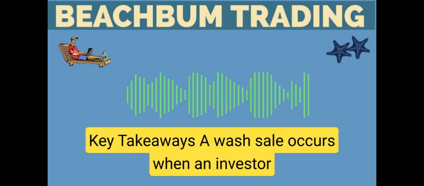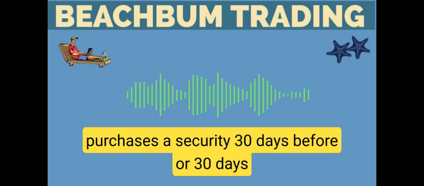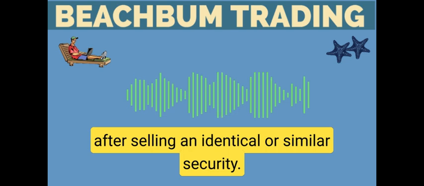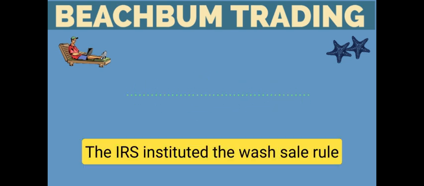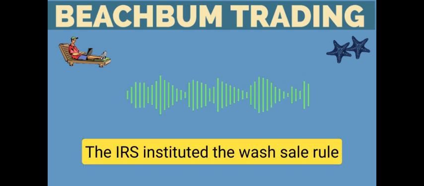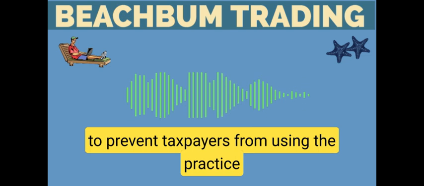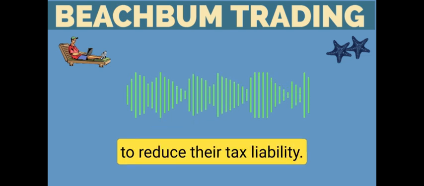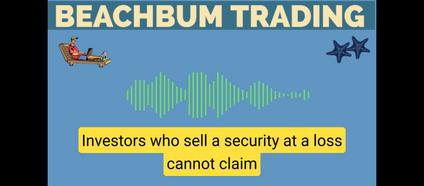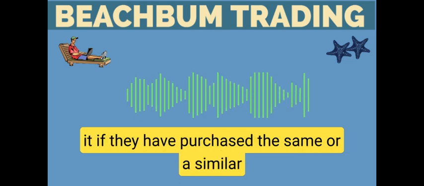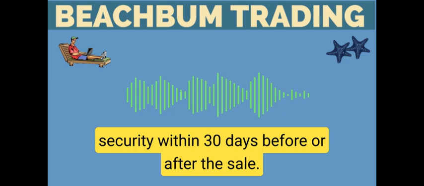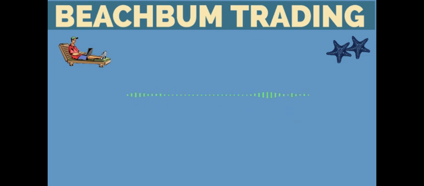Key takeaways: a wash sale occurs when an investor purchases a security 30 days before or 30 days after selling an identical or similar security. The IRS instituted the wash sale rule to prevent taxpayers from using the practice to reduce their tax liability. Investors who sell a security at a loss cannot claim it if they have purchased the same or a similar security within 30 days before or after the sale.